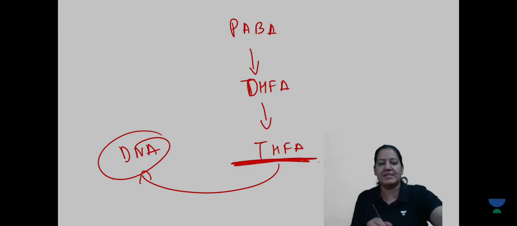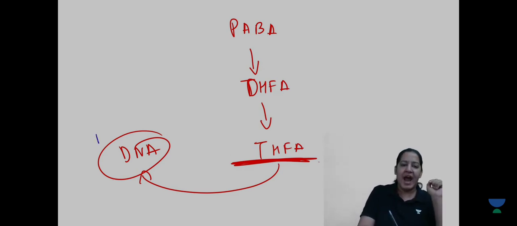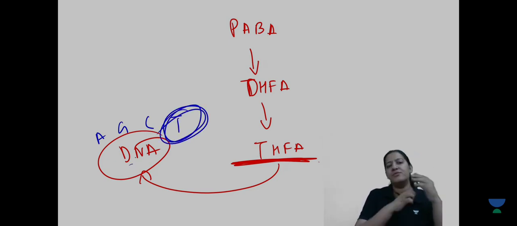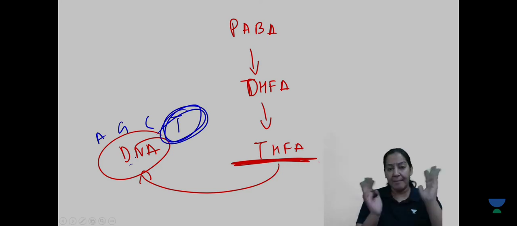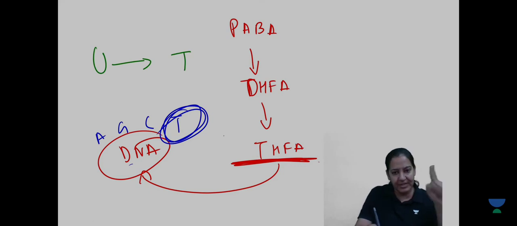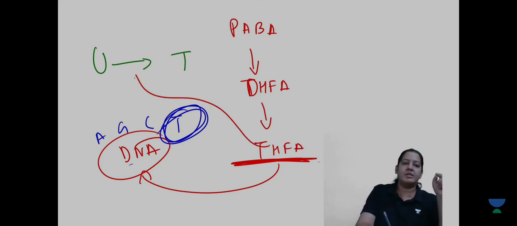So DNA has four things inside it. What are the four things present in DNA? Adenine, guanine, cytosine, and thymidine. DNA is made up of these four nucleotides. Have you ever thought how thymidine is formed? Thymidine is formed from uracil. Uracil gets converted to thymidine, and for this conversion, you require this folic acid.